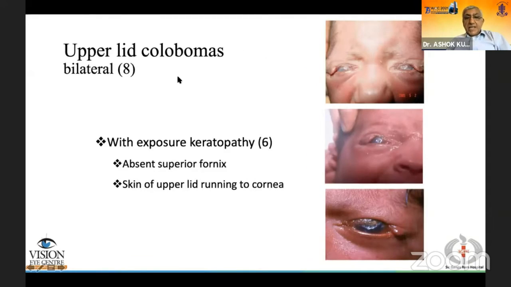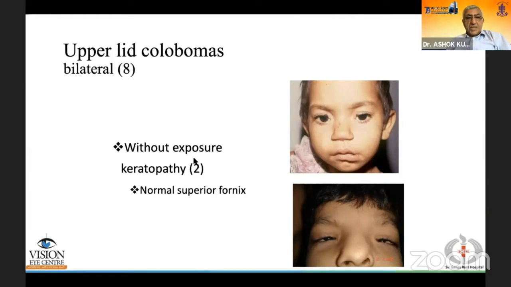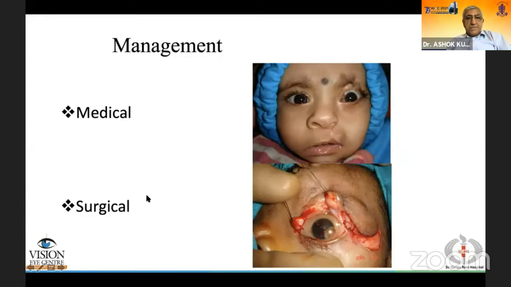In the bilateral colobomas, exposure keratopathy is the rule rather than the exception. And absent superior fornix with skin of eyelid running on to cornea is the commonest presentation in 6 of the 8 cases, constituting a symblepharon variant of cryptophthalmos, and association with Fraser syndrome should be looked for. Of the bilateral cases, 2 of them were small notches and not associated with any exposure keratopathy.